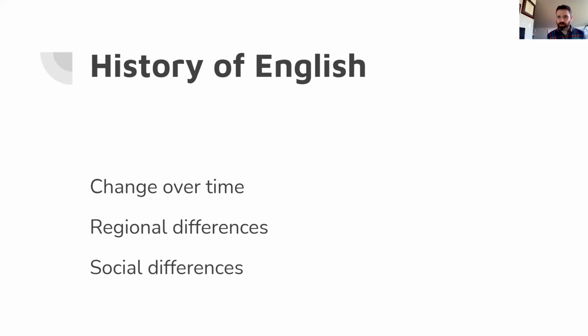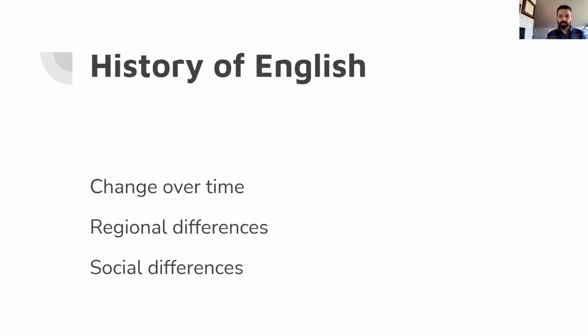There's also social differences in English. Different groups of people have their own dialect or their own form of English that they use. And some of us will develop multiple forms of English that we use in different contexts, depending on our audience or our location. And those are the kinds of things we're going to explore for the rest of this course.